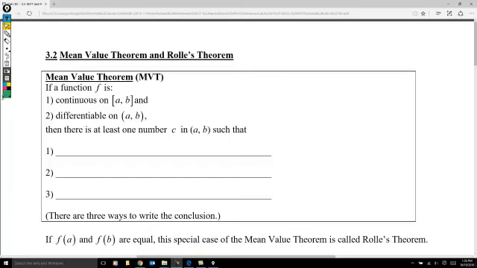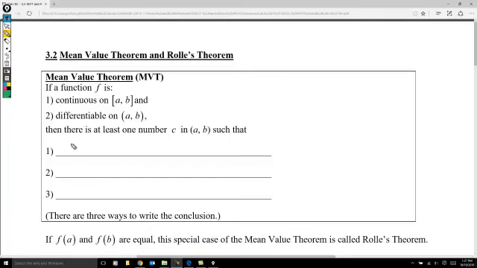So the conditions for MVT are that our function is continuous and differentiable on an interval. The way that we define continuity and differentiability is a little different, so that's why it's closed and then open, but whatever. It just needs to be continuous and differentiable. That means that there's one number c, which is an x value, one number c such that, and there's a couple ways we're going to say this.